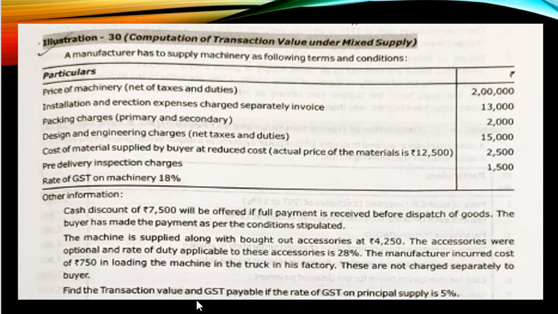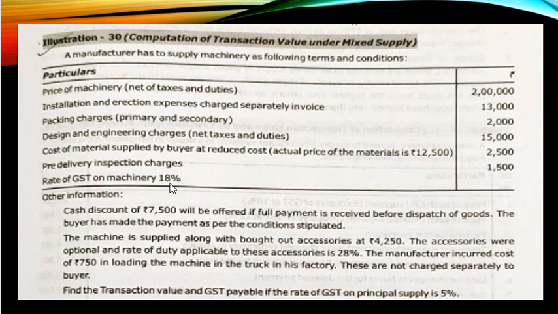Then they have given this line to confuse you: find the transaction value and GST payable if the rate of GST on principal supply is 5%. So this is only for your confusion. You might think this is a composite supply and use this rate. No, please be clear by reading the question. Only if the secondary supply is related to the primary supply is it a composite supply.